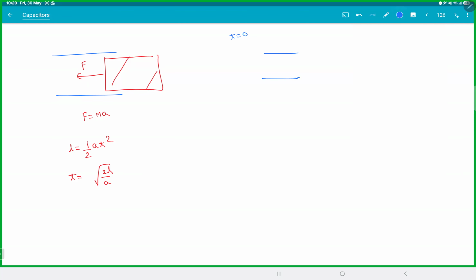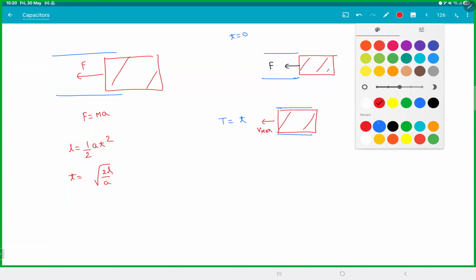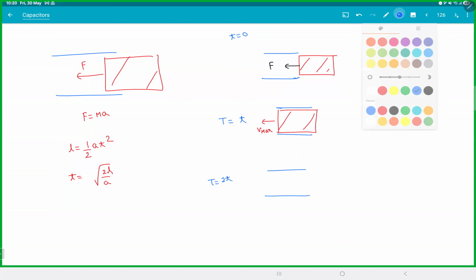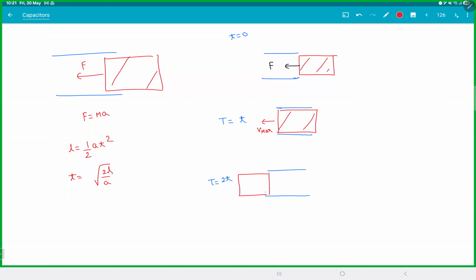So when t is equal to 0, your slab is like this. The force is inward. When time is equal to t, the slab would have gone completely inside at this point. At this point, you have a maximum speed, mean position. At time equal to 2t, the slab would come out from the other side. Now the force of attraction will be inward.